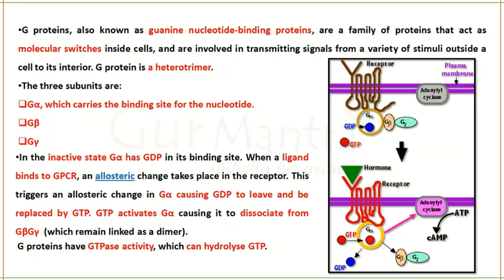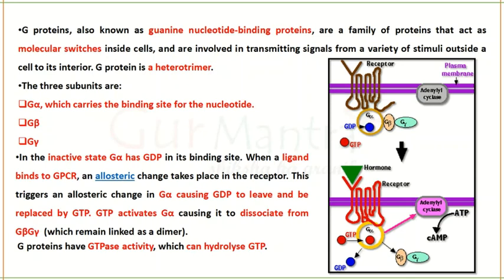G protein is a heterotrimer. Let's break the word to understand the meaning of heterotrimer. Hetero means different, trimer means three. So it will have three subunits, all of which are different from each other. They are called G alpha, beta and gamma. G is the protein, and they have three subunits. One is the alpha subunit, to which your nucleotide will come and bind. It can either bind to GDP or it can bind to GTP. The second is the beta subunit and the third one is the gamma subunit.